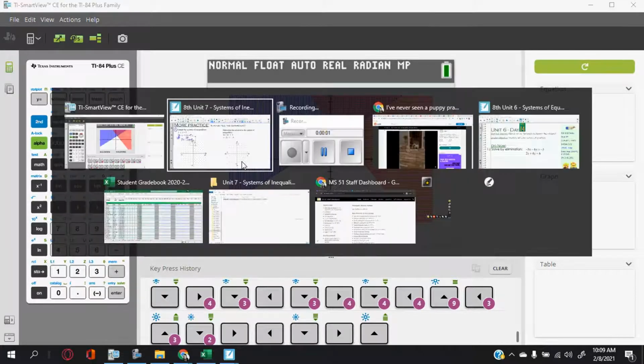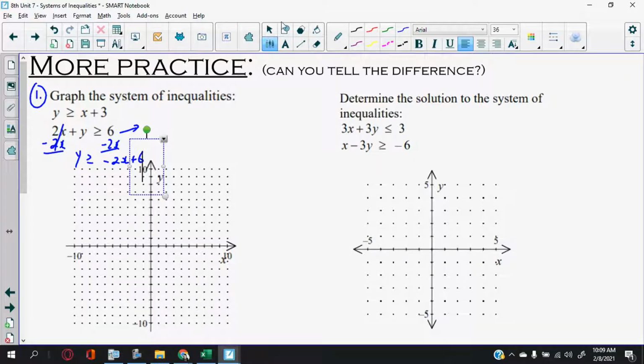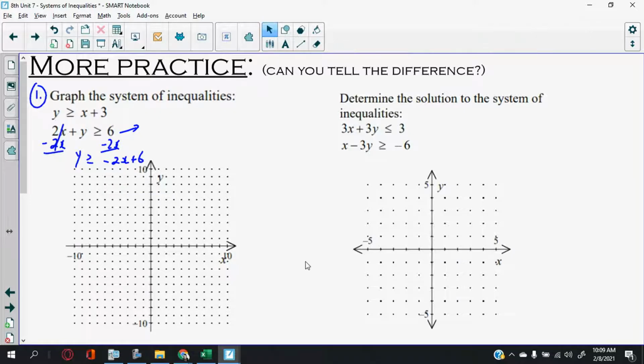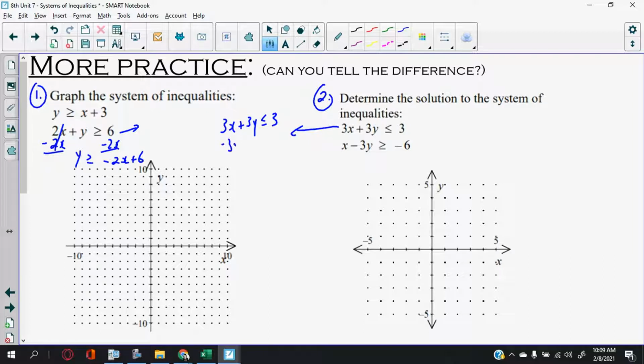Now that said, let's try the next one. Again, we're doing this only on the graphing calculator. So there's number two. In this case, they're both, let me do this on the side actually, they're both in standard form. That means we have to take this to the side and solve for y. So I'm going to subtract 3x on both sides.